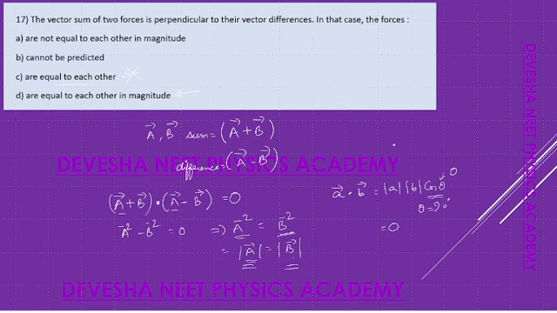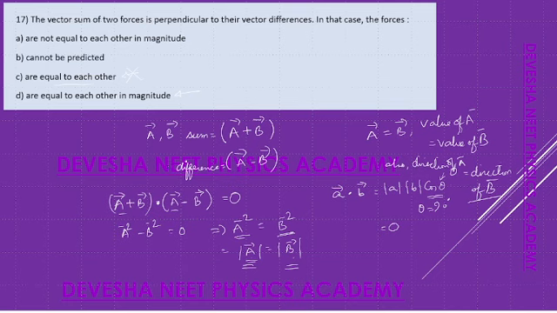This is a fundamental important thing which we need to know. If we say that a vector is equal to b vector, it means the value of a is equal to the value of b, and also the direction of a vector is the same as the direction of b. In this case we cannot say anything about the direction, but we can certainly say they are equal to each other in magnitude. So the answer is D.